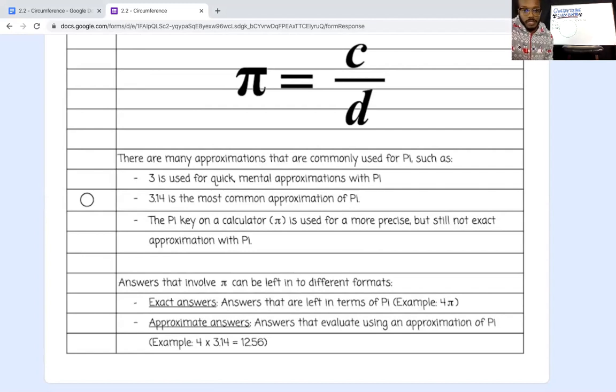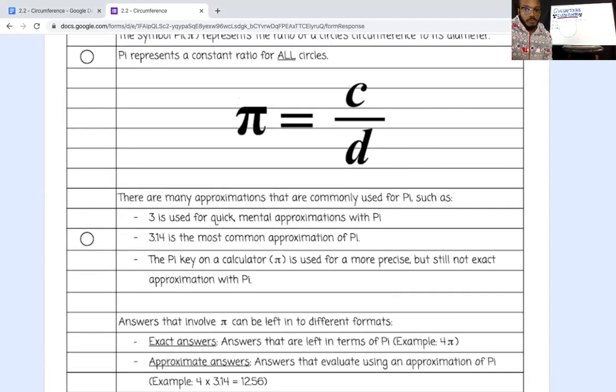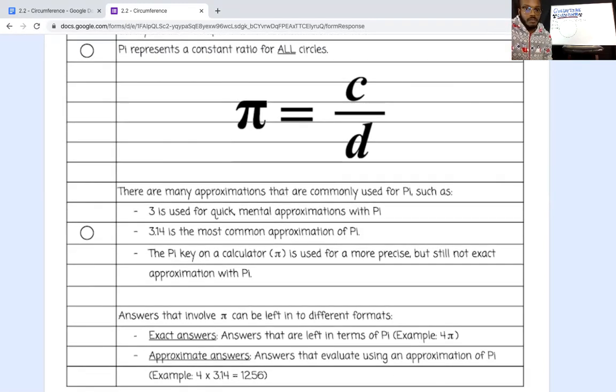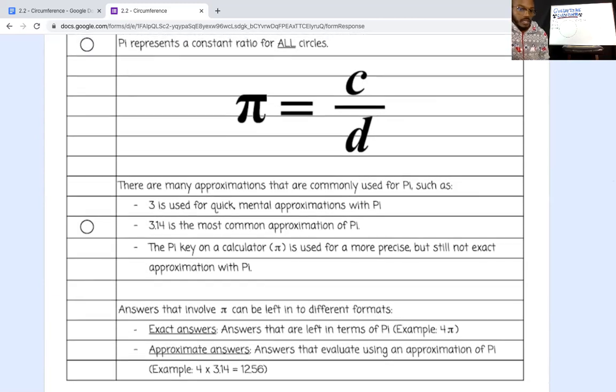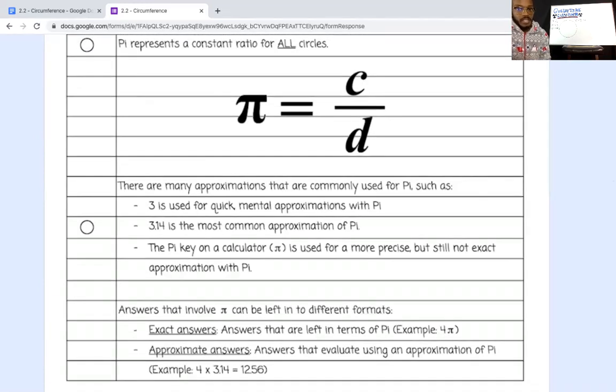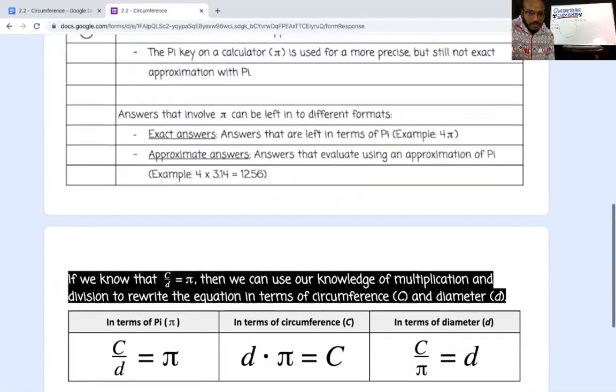This seems like a little bit of mumbo jumbo. This is going to make a lot more sense in practice. But what I want you all to be familiar with is the formulas that we're going to be using and how we can use our multiplication and division properties to rework this depending on whatever we need.